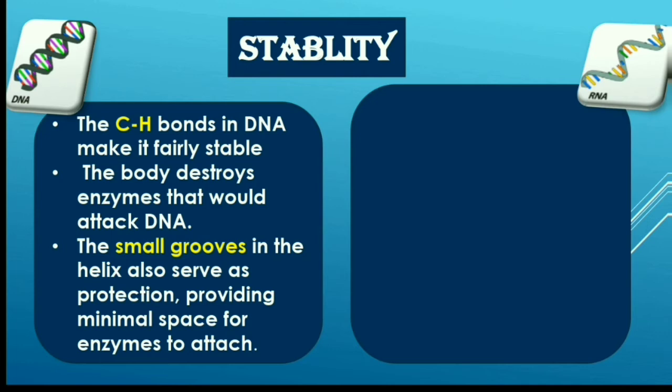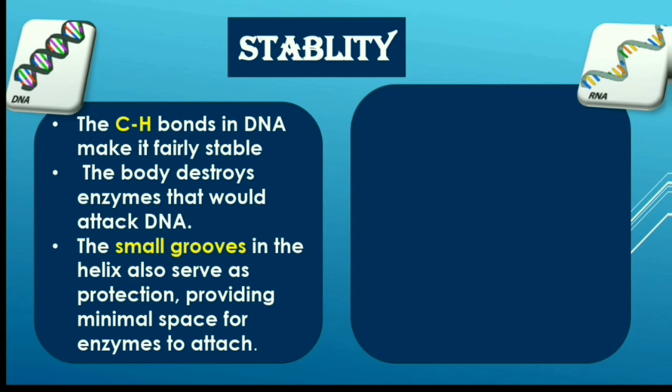Here you have three reasons. Number one is the CH bond. Number two is that the body destroys the enzymes that would attack DNA. And number three is that the small grooves in the helix also serve as protection, providing minimal space for enzyme attachment. So, clear? The CH bond, your body destroying the enzymes that would attack DNA, and the small grooves. These are the reasons behind DNA stability.